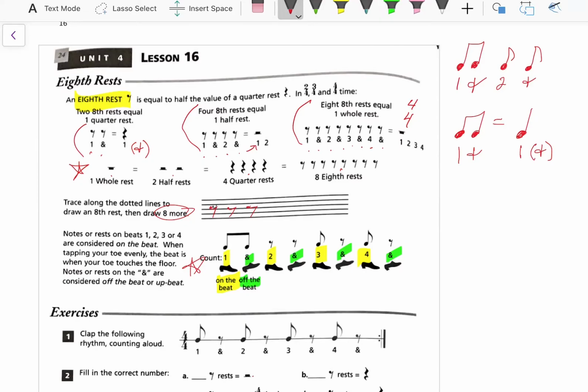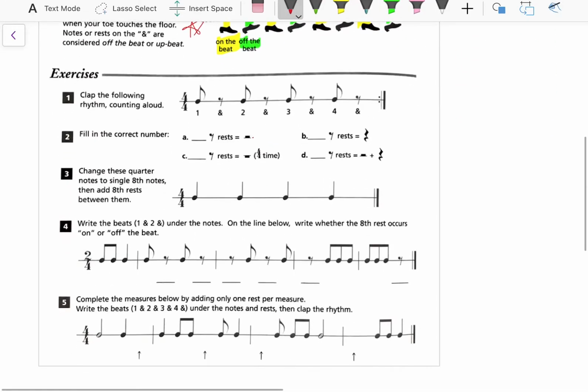Now let's look at the exercises. The first one, you don't actually need to write anything. It just tells you to clap the following rhythm counting aloud. So I would count 1 and 2 and 3 and 4 and repeat, and 2 and 3 and 4 and. Remember, we learned that repeat sign means you play it again.